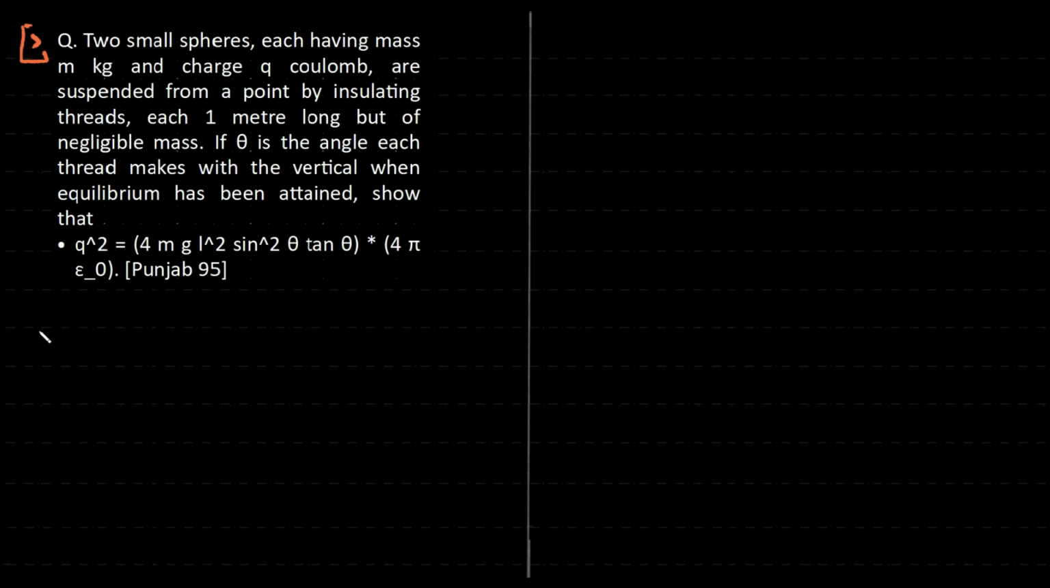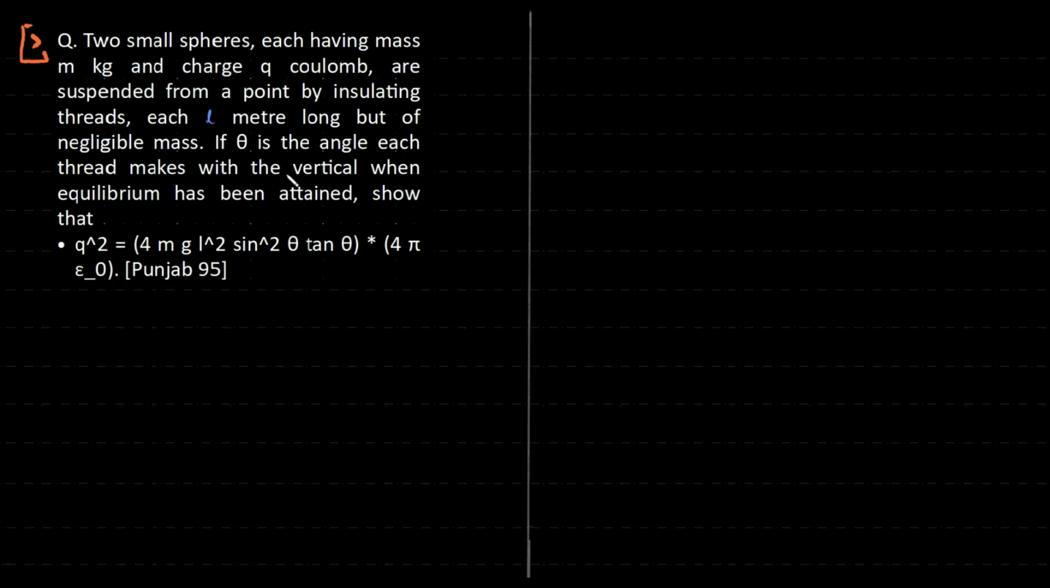Two small spheres, each having mass of m kg and charge of q coulomb, are suspended from a point by insulating thread, each L meter long. Sorry, this is not 1 meter. It's supposed to be L meter long, but of negligible mass.